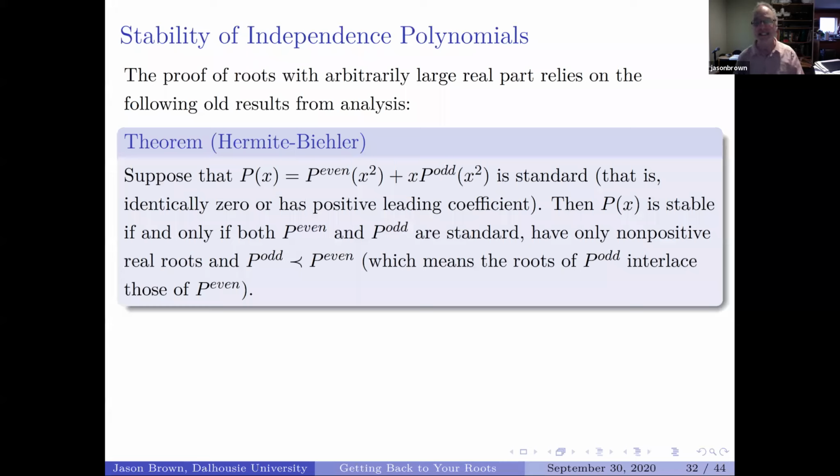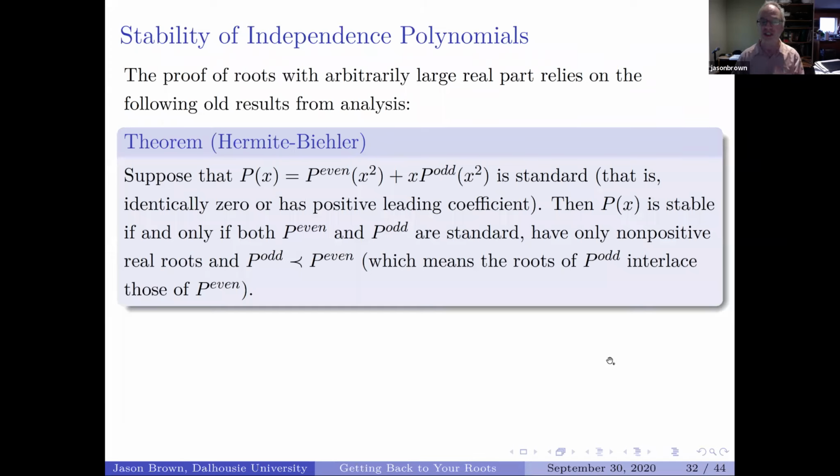We say that it's standard, and what standard means is that it's either identically 0 or has positive leading coefficients, so very weak conditions. Then p of x is stable if and only if both the even polynomial and the odd polynomial are standard, they both have only non-positive all real roots. And furthermore, the odd one interlaces the even one. I won't go into exactly what the definition means, but interlacing is like what I'm doing with my hands here: if you take the roots of the odd one and the even one, the roots of the odd one are in between the roots of the even one.